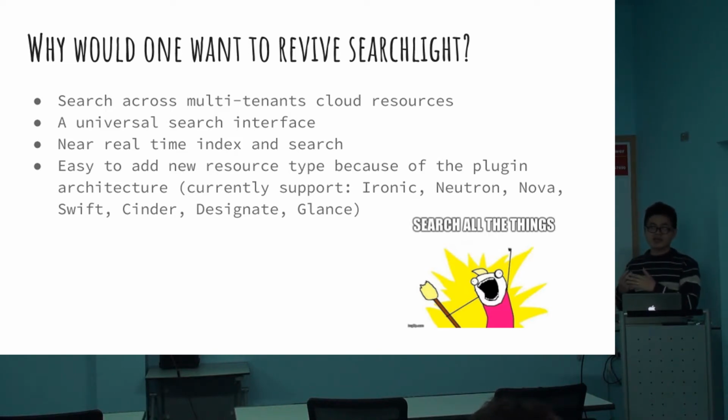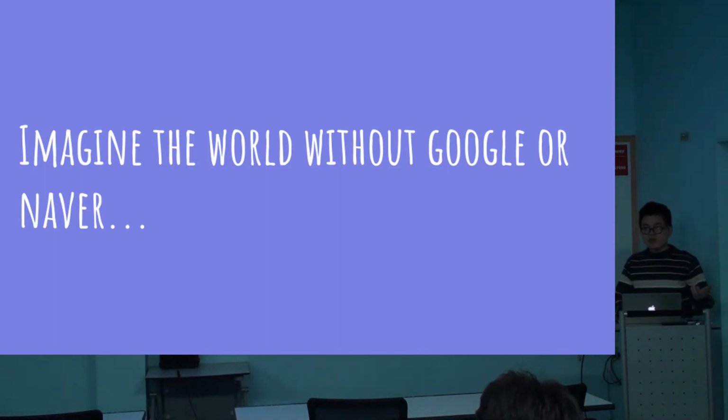It can also provide you near real-time search. And if you want to add a new kind of service information to Searchlight, it's very easy. The structure is in plugin style. You write some Python code, it gets the information into Elasticsearch, and you can search very easily. Can you imagine working without Google or Naver? It's very hard to find the information of the cloud or any virtual machine. If something is wrong with your cloud, it's very hard.